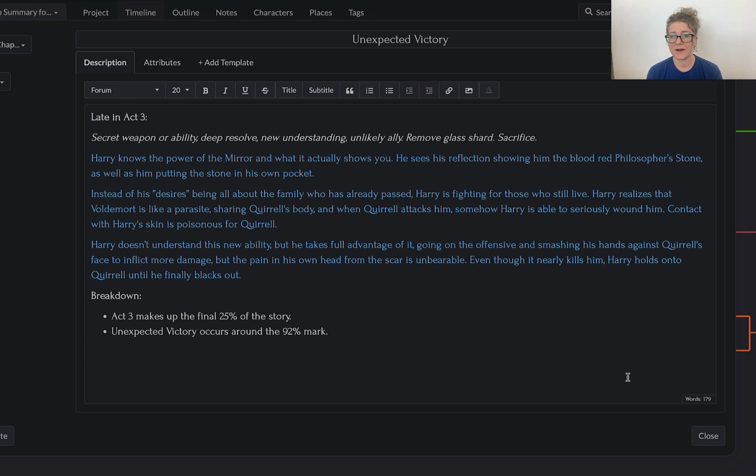Instead of his desires being all about the family who has already passed, Harry is fighting for those who still live. Harry realizes that Voldemort is like a parasite, sharing Quirrell's body, and when Quirrell attacks him, somehow Harry is able to seriously wound him. Contact with Harry's skin is poisonous for Quirrell. Harry doesn't understand this new ability, but he takes full advantage of it, going on the offensive and smashing his hands against Quirrell's face to inflict more damage. But the pain in his own head from the scar is unbearable. Even though it nearly kills him, Harry holds on to Quirrell until he finally blacks out.